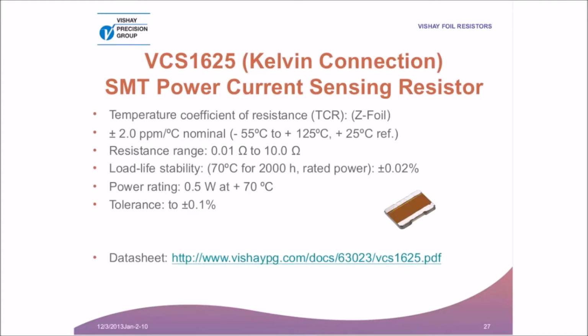Here we have the VCS1625, which is rated at a power rating of 0.5 watts, again at 70 C. It is available in the resistance range from 10 milliohms right up to 10 ohms. It has a very low TC of 2 ppm per degree C nominal, and is available in tolerance down to 0.1%. Yes, this is a slightly looser spec than the other unit, but one of our most popular resistors.